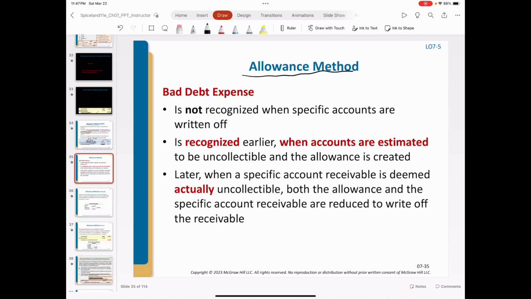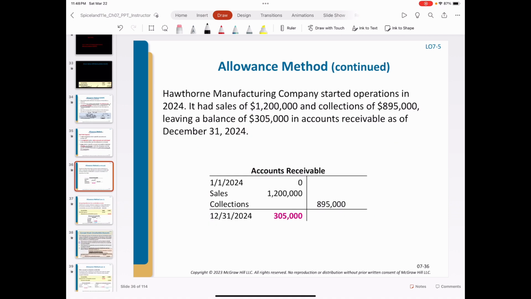In the allowance method, we will proactively recognize bad debt expense and credit allowance for doubtful accounts based on an estimate. And later, when there is a specific amount to be written off, or they are actually uncollectible, we will write off accounts receivable then. Let's take a look at how the allowance method works.